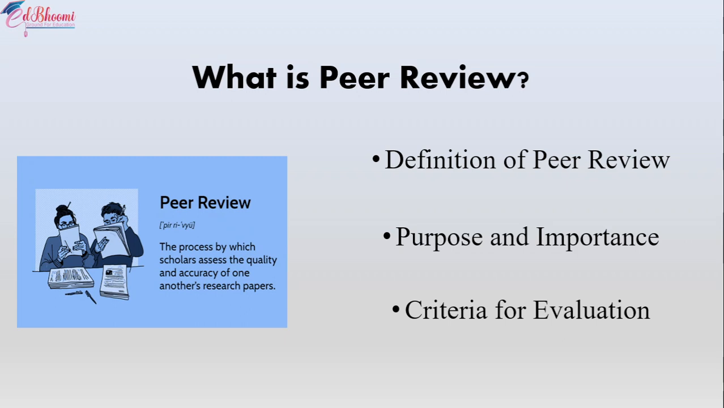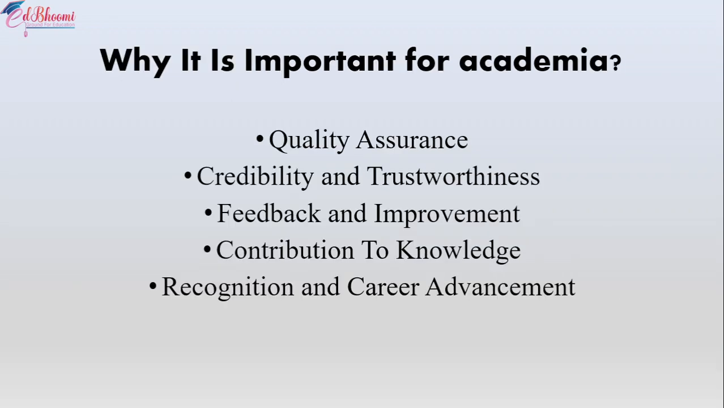Peer review can take different forms, including single blind, double blind, and open peer review, each with its own set of advantages and limitations that we will be discussing further down this video. Regardless of the specific process used, the overarching goal of peer review remains consistent: to ensure the quality and integrity of scholarly research before it is disseminated to the wider academic community. Now that we have a fundamental understanding of what peer review is, we'll discuss why it is important for academia and scholars.